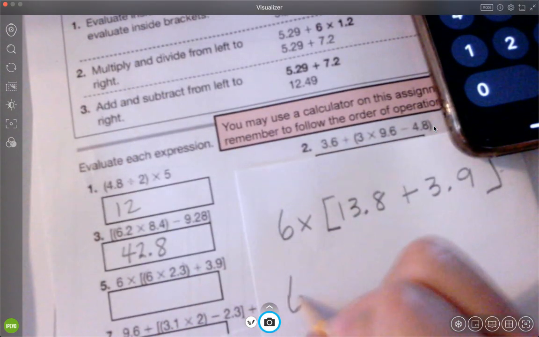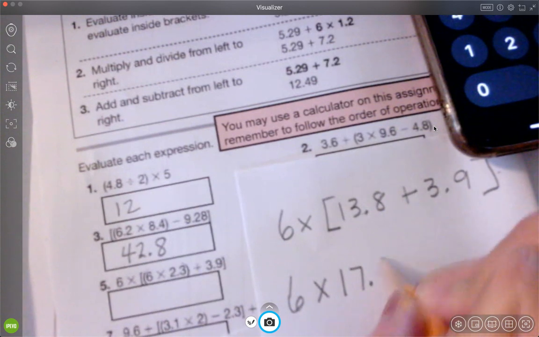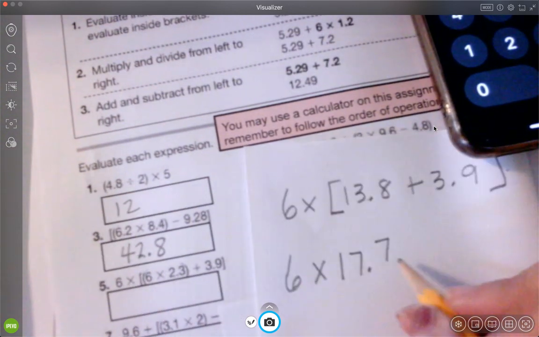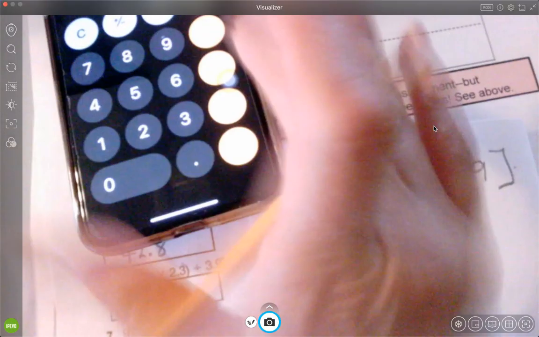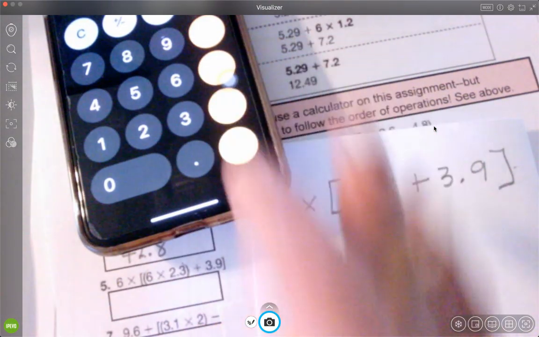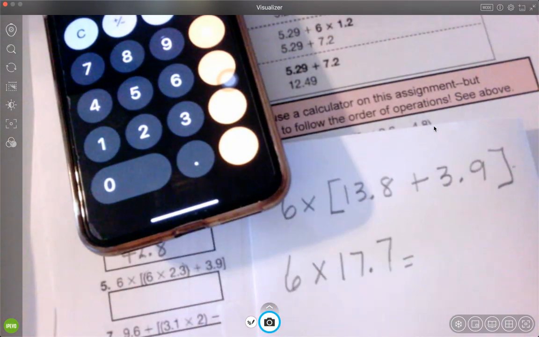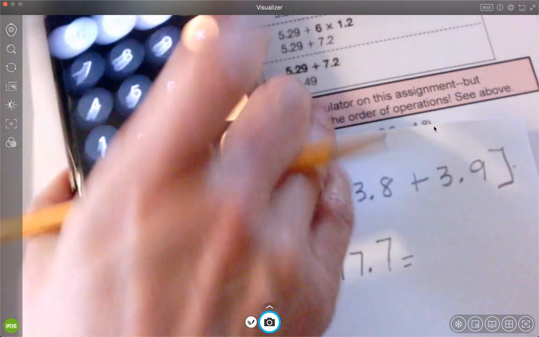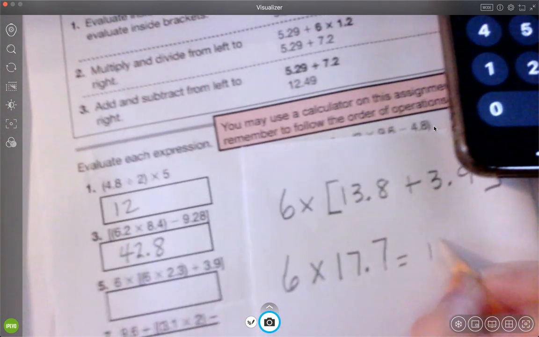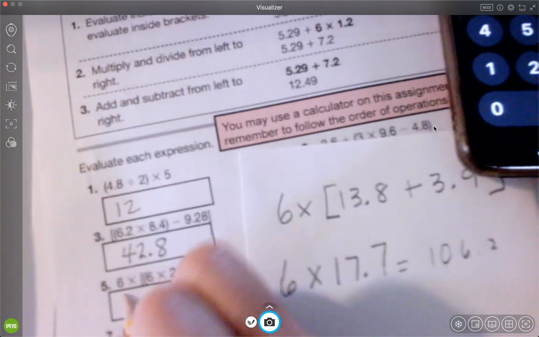And I get 17.7. So now I have 6 times 17.7, and then my last step is going to be to multiply those two, and I multiply that times 6, because again, I could go ahead and times 6 because order of multiplication doesn't matter. And my answer is 106.2. And I get 106.2. And I'm going to put that here.